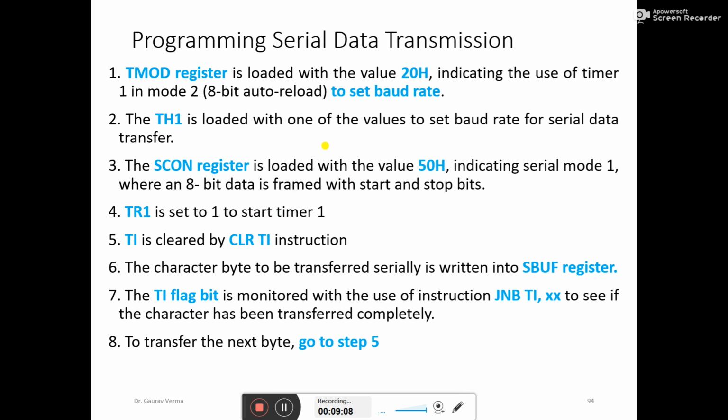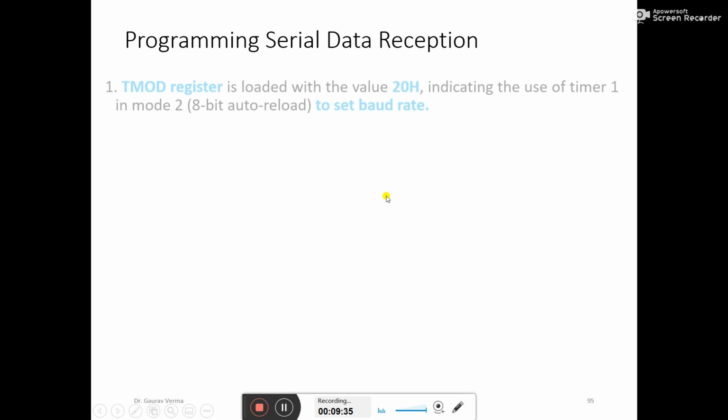TI is cleared by the CLR TI instruction. The character byte to be transferred serially is written into the SBUF register. The TI flag bit is monitored with the instruction JNB TI, XX to see if the character has been transferred completely. To transfer the next byte, go to step 5. So that's how we can program serial data transmission.